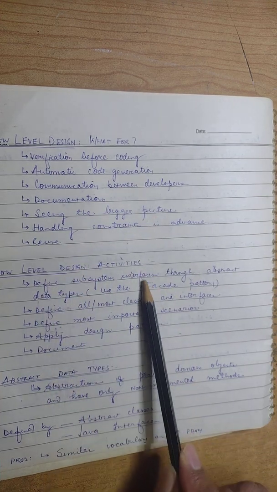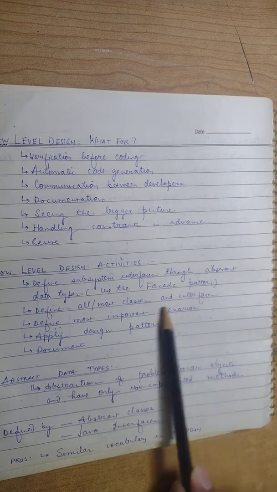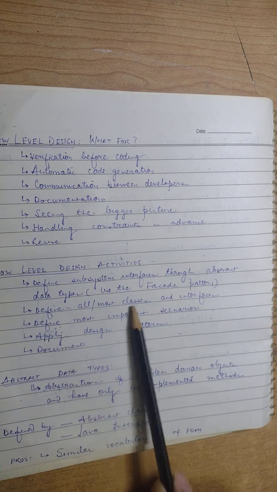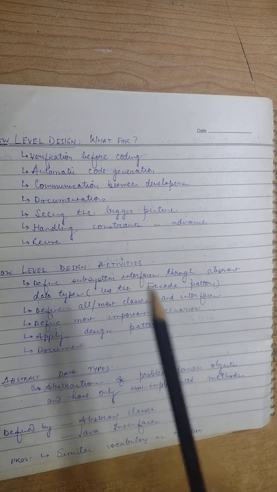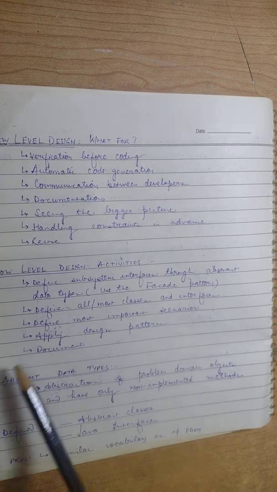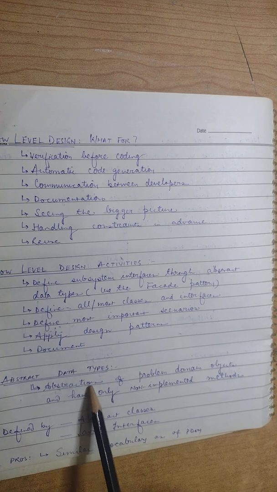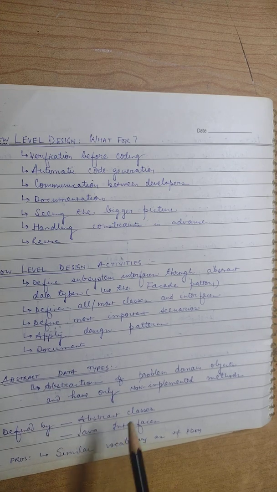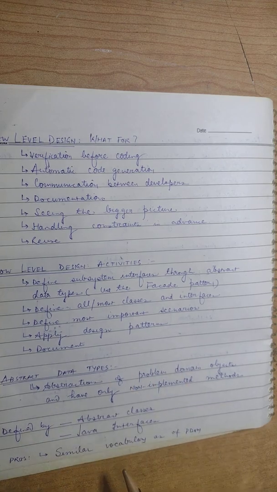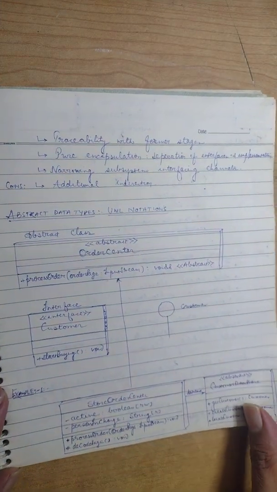Lower level design activities are defining the subsystem, interfaces, scenarios and all these things. Design pattern is also part of the lower level design. Design pattern is one of the concepts used in unified modeling language and object oriented design and documentation. Then there are a few more terms related to UML, called abstract data type. This is also covered as a part of object oriented programming, so that also you can write.